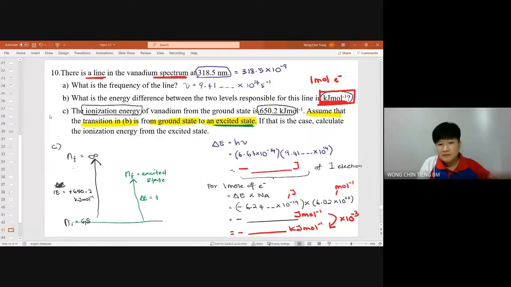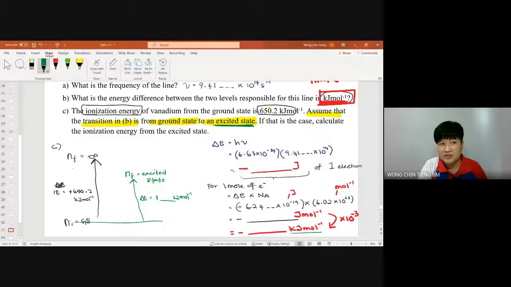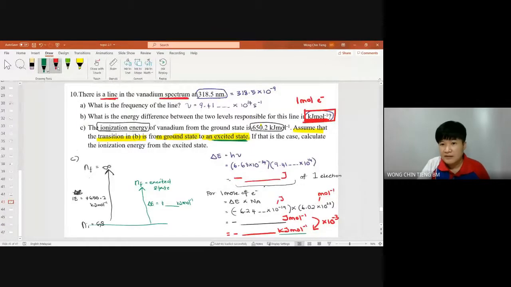And the value, anybody? I will not calculate it. Let me calculate, but Miss Wong does not want to calculate. You calculate it yourself. You have that value in kilojoule per mole. That last value, the last value in kilojoule per mole. So you have that value. In that case, the question asks, calculate the ionization energy from the excited state.